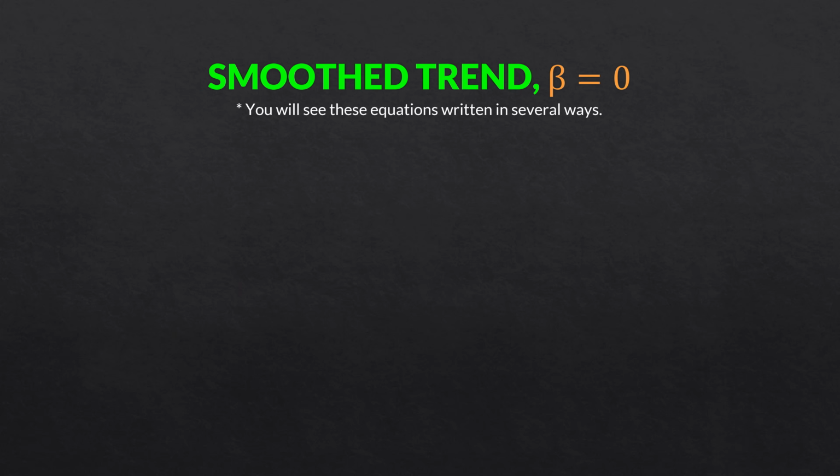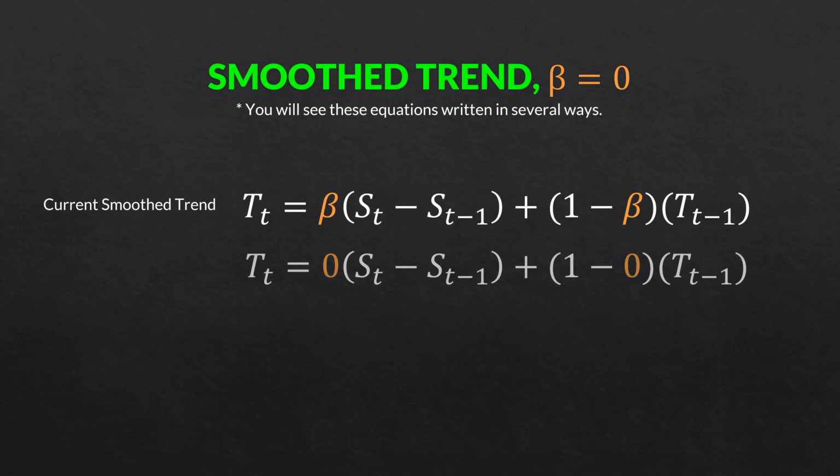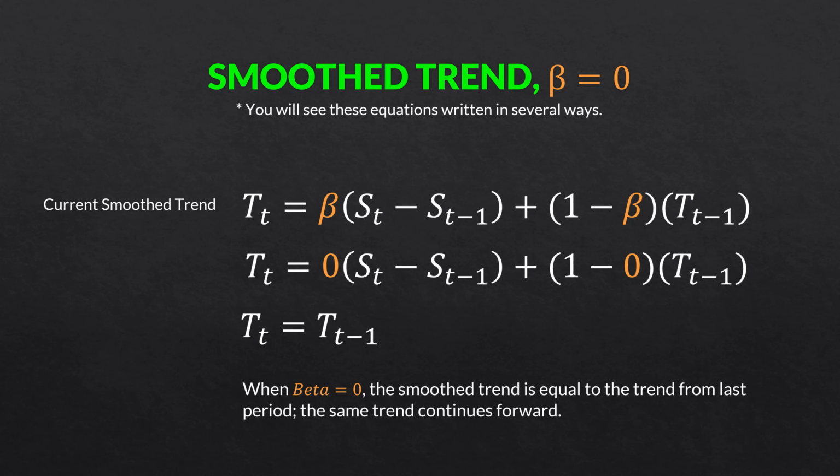What happens when beta is 0? So same process. We substitute 0 in for beta. We go ahead and do this math out. So on the left-hand side, our term goes to 0. So everything there on the left goes to 0. Everything on the right stays because it's 1. So we end up with t sub t equals t sub t minus 1. Well, what does that mean? Well, when beta equals 0, the smoothed trend is equal to the trend from last period.